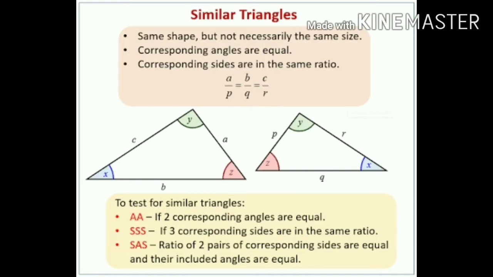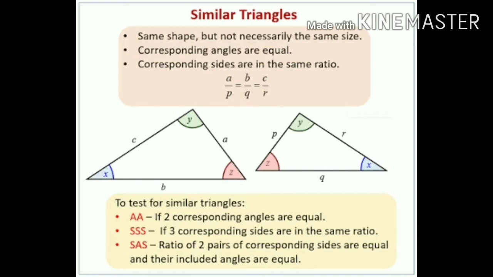You can observe here there are two triangles marked with angles as x, y and z, and the sides as A, B and C in one triangle. In the second triangle, you can observe the angles marked again as x, y and z, but the sides are taken as P, Q and R.